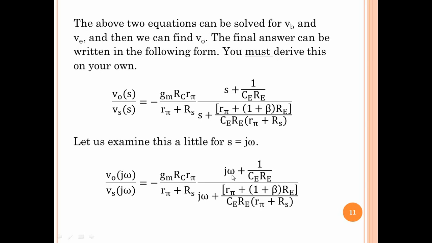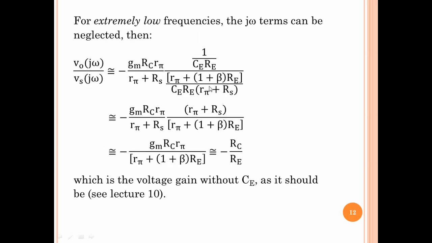If it is extremely low, then we can say that compared to this term, or let us define low as the magnitude of omega is much less than 1 by CE RE. And therefore it is also much less than this quantity. So if omega is much less, then we can say that these j omega terms can be ignored compared to these two terms, and then we are left with this and this, which is what I have written here.